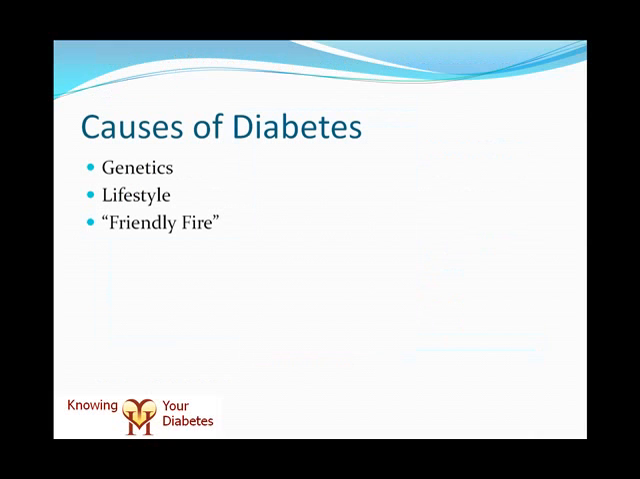What are the causes of diabetes? Diabetes can be caused by genetics. If mom or dad have diabetes, then you're at much greater risk for diabetes. Lifestyle also plays a role, especially physical inactivity and obesity. And finally, there's a condition called friendly fire. Diabetes is an autoimmune disorder. And so if you've had frequent infections and the use of antibiotics, sometimes the treatment for the infections can actually cross over and destroy some of the cells needed to produce insulin.